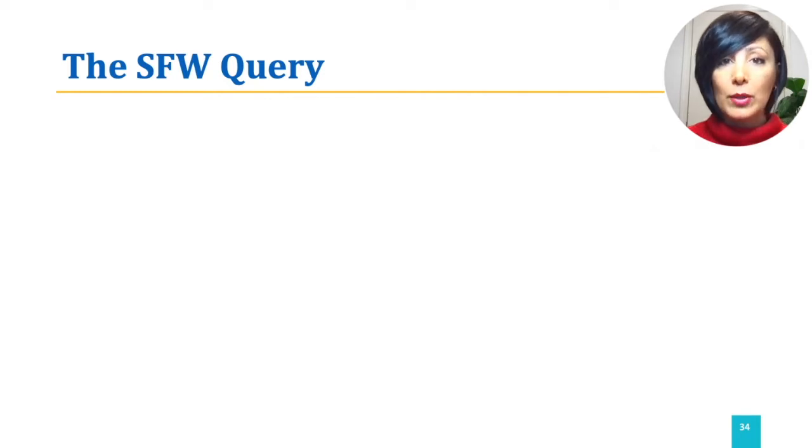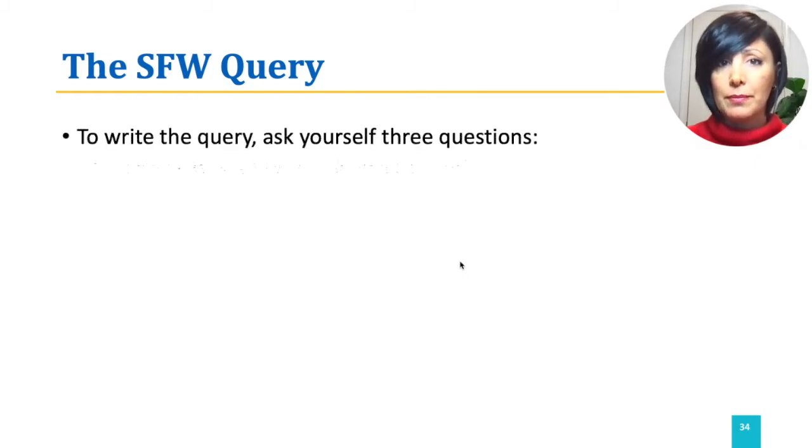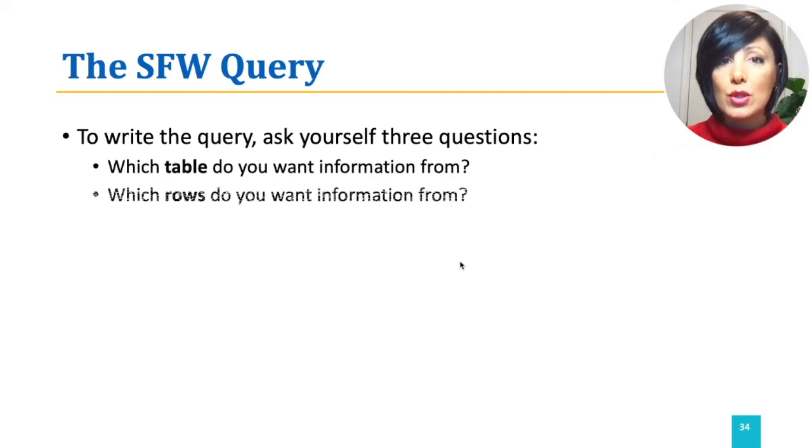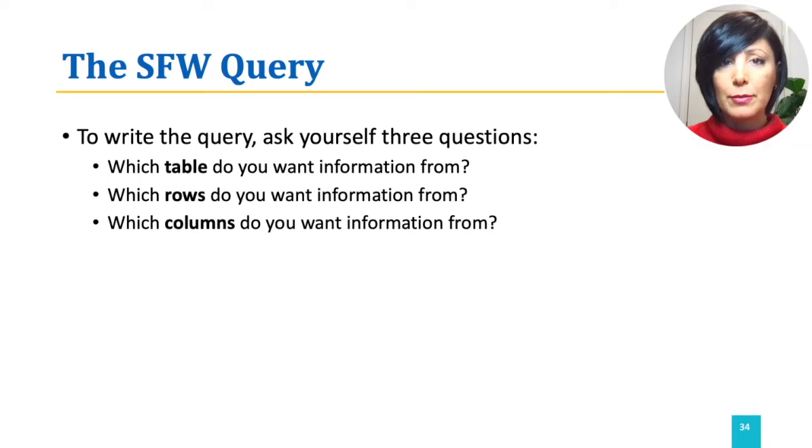To write a simple query, we can ask ourselves three main questions. Which table do we want information from? Which rows do we want information from? And which columns do we want information from? These questions help us write select from where queries.